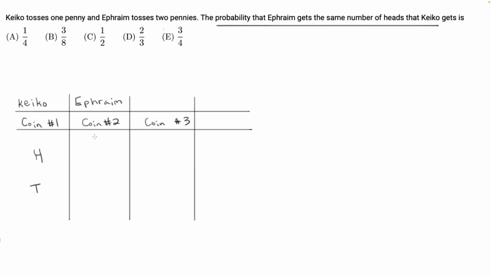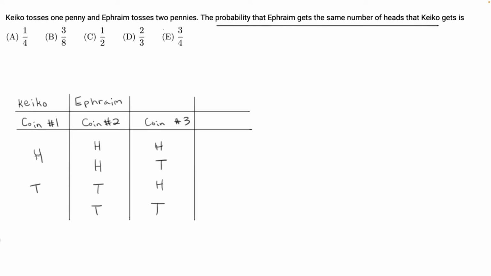And then for Ephraim, coin number 2 and coin number 3, we have heads, heads, and then heads and tails. And then we reverse the order, so it's tails and heads, and then tails and tails.